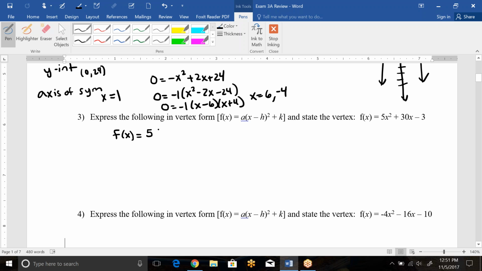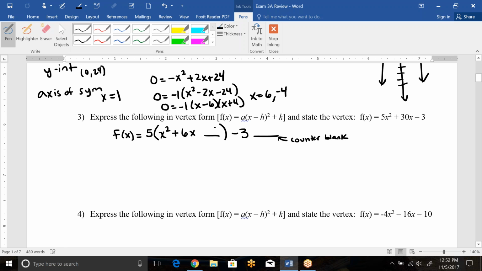So we're going to pull the 5 not out of the entire trinomial, but just out of the 2 first terms, the ones that have the x. So this would be x squared. 30 divided by 5 would be 6x. I leave a blank because we're going to complete the square. Close the parentheses, bring down that minus 3 that I didn't do anything to, and then this final blank over here I like to call the counter.